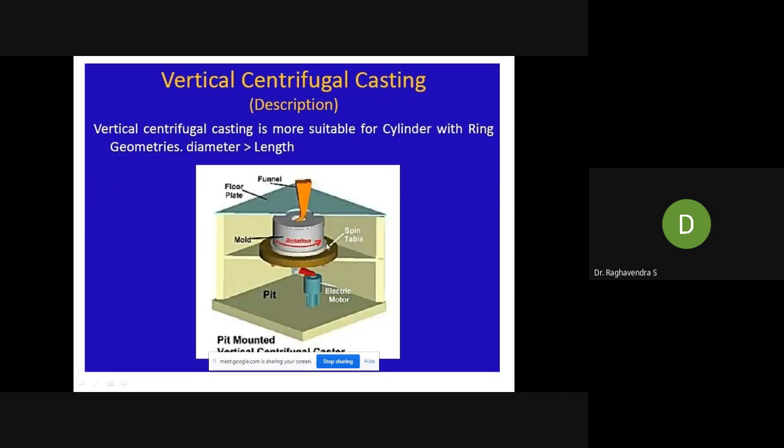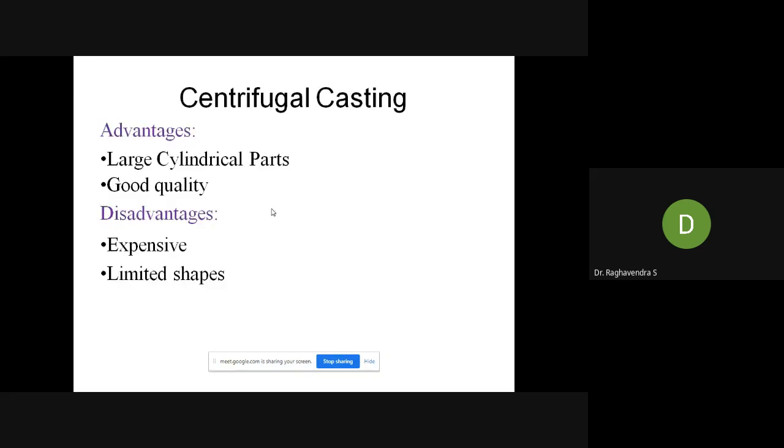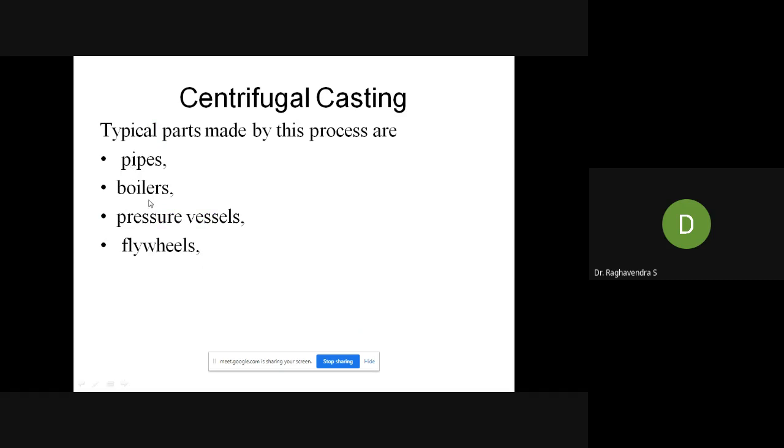These are the vertical things. Whichever component you want, small wheels, flywheel kind of thing, all this can be manufactured. Wheels. So these are the advantages: large cylindrical parts. Of course, whenever you talk about centrifugal casting, it should be circular or cylindrical in shape. The quality will be good, but it is expensive because setting up the process is expensive, and it is restricted to circular shapes: pipes, boilers, pressure vessels, flywheels. All these are circular in shape. That's the reason they do it with centrifugal casting.